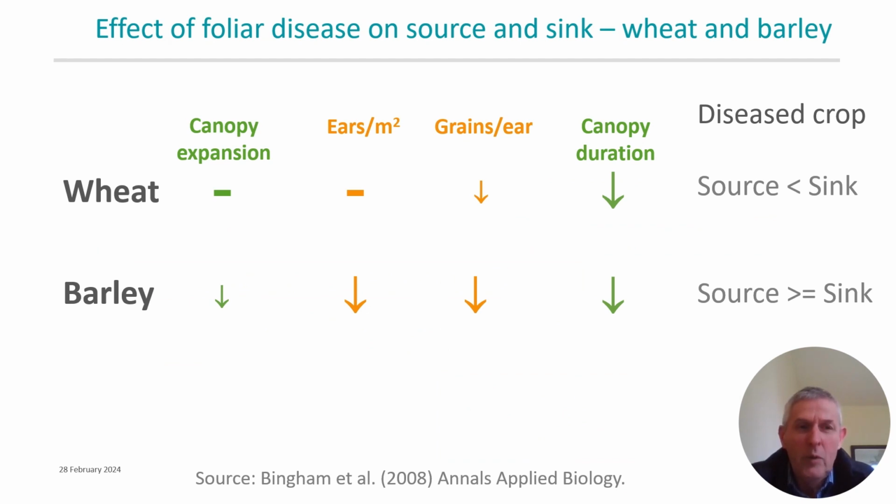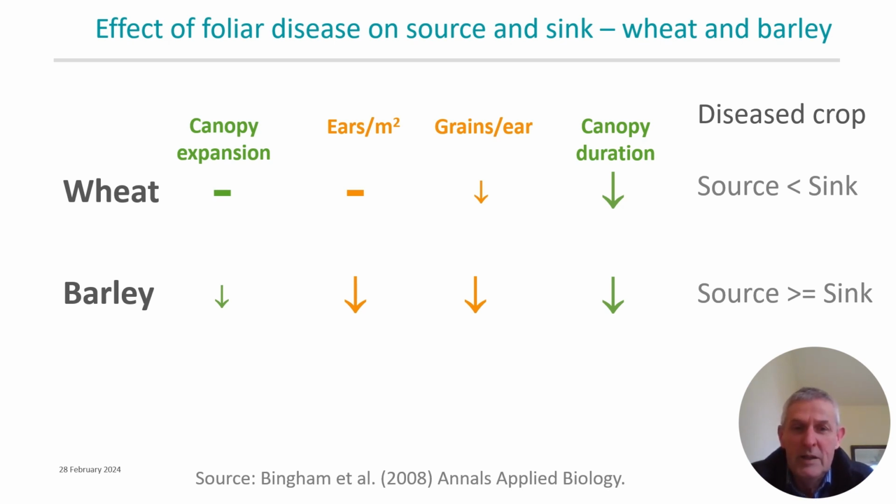So first of all, if we think about wheat, and we're thinking about the effects of foliar diseases, it's rare for foliar disease in wheat to have much of an effect on canopy expansion. It's rare for foliar disease to have much of an effect on ears per metre squared. We quite commonly see a small effect in wheat on grains per ear, and we see a big effect on canopy duration, particularly if the epidemic is severe. So if you recall, we start out in wheat with source and sink being in close balance, but here the effect of disease is to reduce the source far more than it reduces the sink, and therefore a diseased crop is source limited, and we need to do everything we can to protect that source.